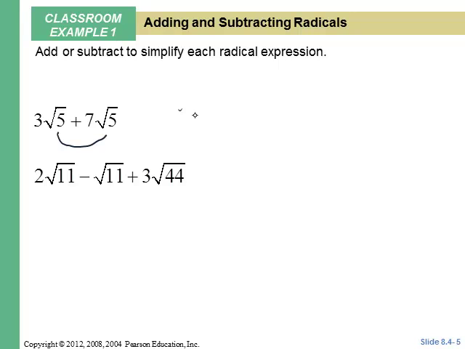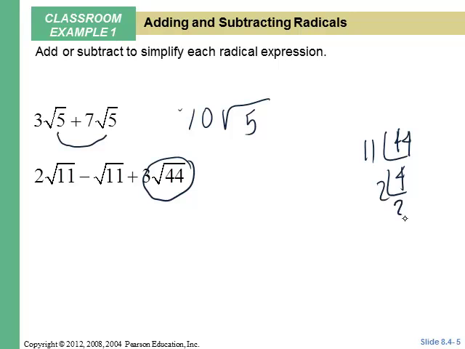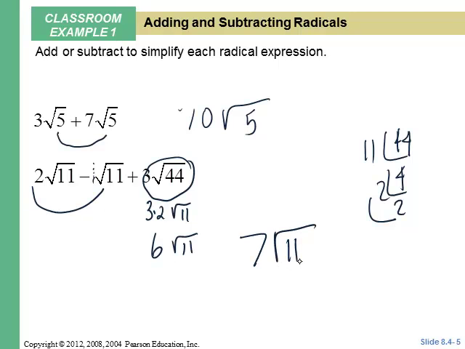These radicals are the exact same, so 7 plus 3 is 10 roots of 5. Now, the deal here is you might not think these are the exact same, but remember, 44 divided by 11 is 4, divided by 2 is 2. So this is the same as a pair of 2's on the outside, but since there's already a 3 there, 3 times 2 root 11, which is 6 root 11. So you have 2 minus, remember this is a 1 in front, so 2 minus 1 is 1, plus 6 is 7 roots of 11.